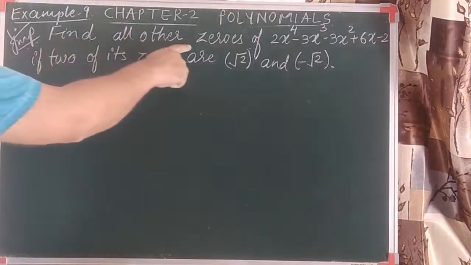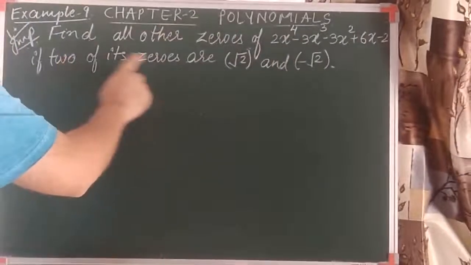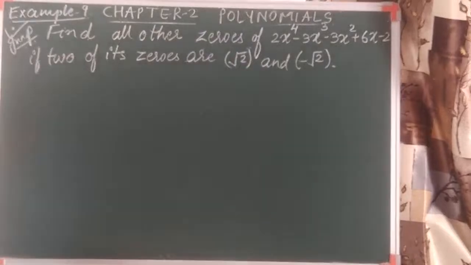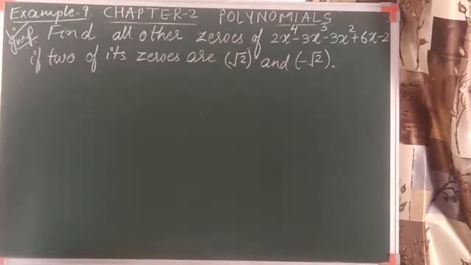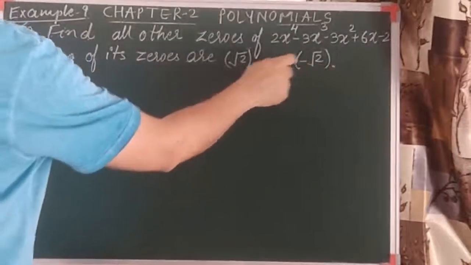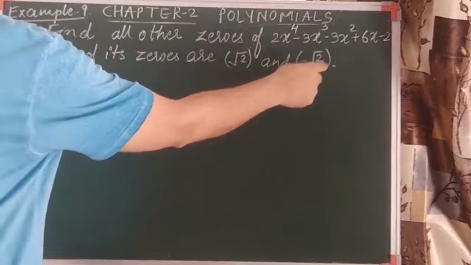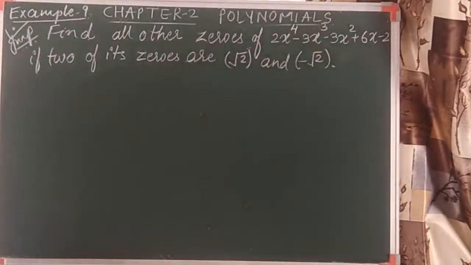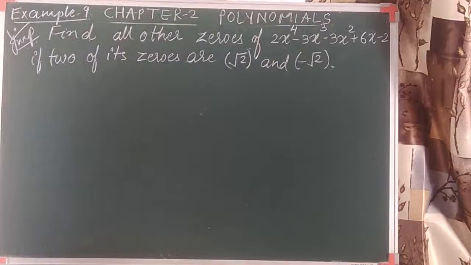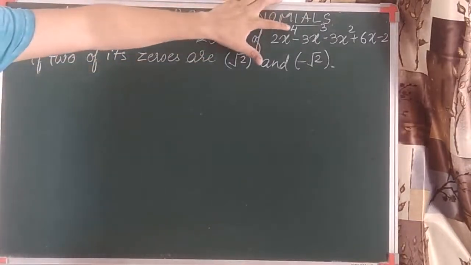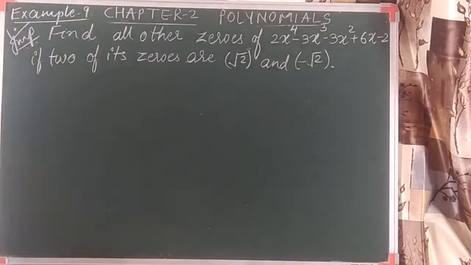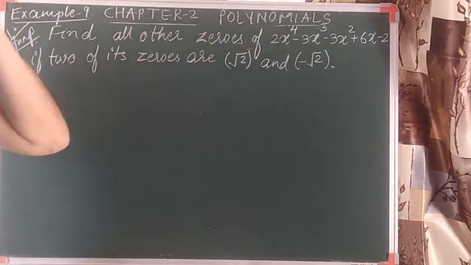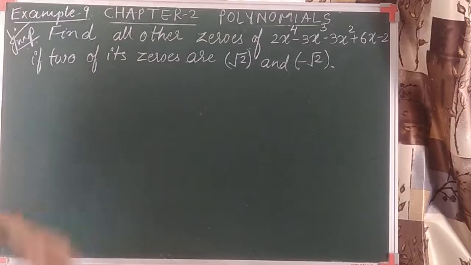We have to find all other zeros of the given polynomial if two of the zeros are given, root 2 and minus root 2. That means it's a polynomial with maximum power 4, which has two zeros given. If I substitute root 2 here, it will be 0, and if I substitute minus root 2, it is also 0. So how many remaining zeros are there? It is based on the degree of this polynomial, the highest power. Here the maximum power is 4, so this polynomial has maximum 4 zeros.